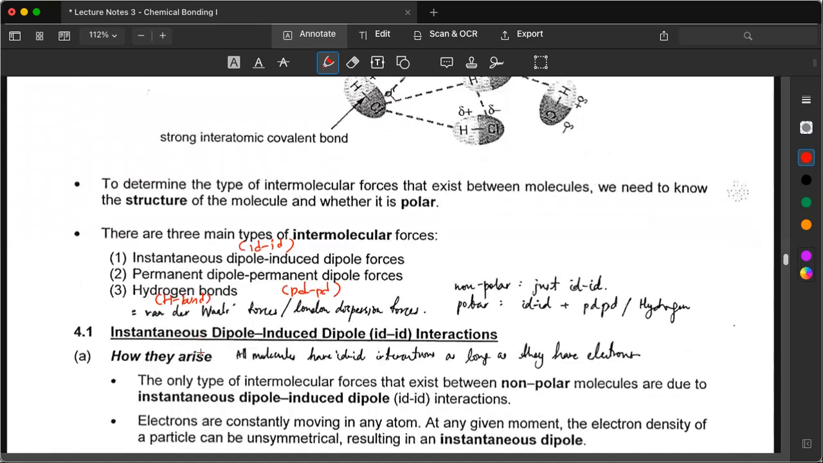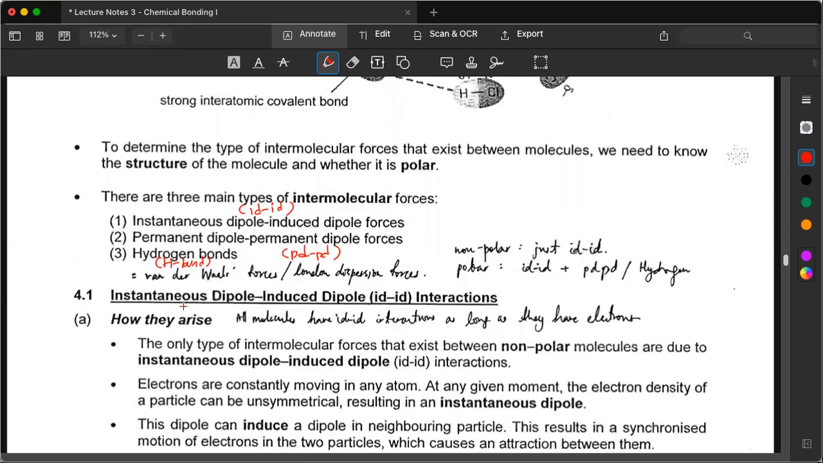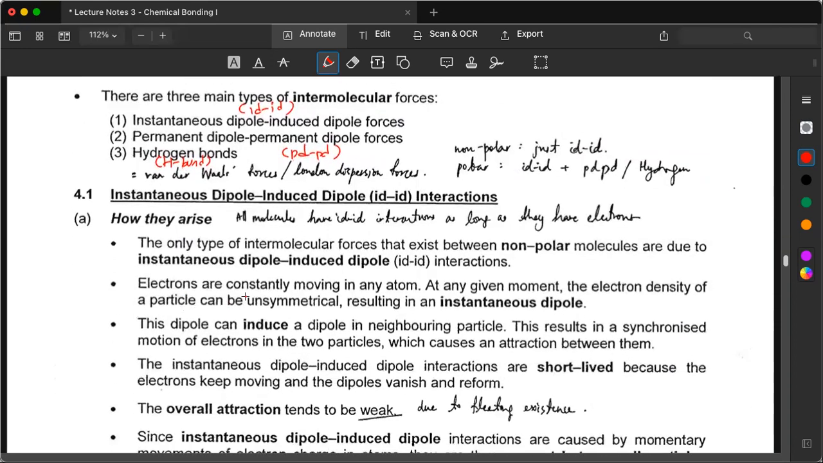Of course, there are other names you learned before, like van der Waals forces or London dispersion forces. It's actually a general description for both ID-ID and PD-PD. But at A level, we need to specify whether it's ID-ID or PD-PD. So writing this is not sufficient. In general, non-polar molecules have ID-ID; polar molecules have ID-ID plus PD-PD or hydrogen bond. So let's start with ID-ID, how they arise. The only type of intermolecular forces existing between non-polar molecules is ID-ID interactions.